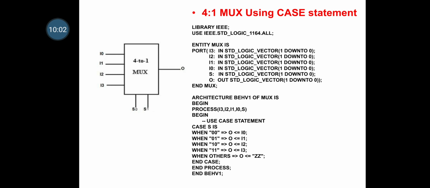That means the select input can have 2 bit values, which is declared here. So you can see vector and bracket 1 down to 0, so it can take 2 bits. So this is what the declaration states, and this is what we have declared here.